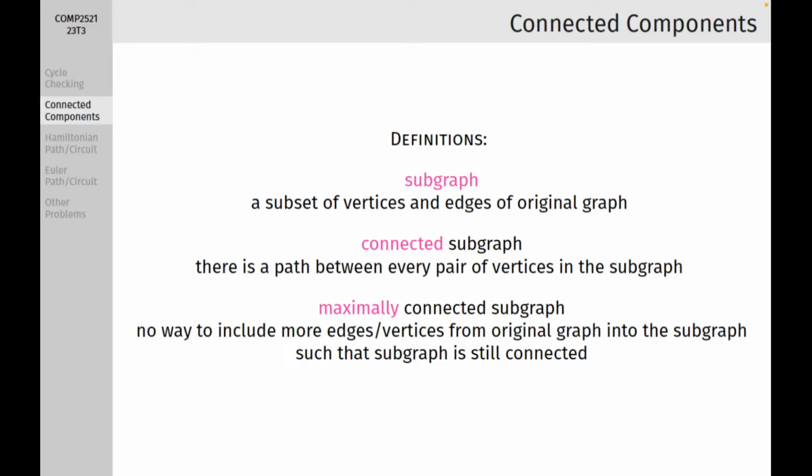So the definitions. A subgraph, remember, is a subset of vertices and edges of the original graph. A connected subgraph is a subgraph where there is a path between every pair of vertices in the subgraph. And what does a maximally connected subgraph mean? It means that there's no way to include more edges or vertices from the original graph into the subgraph such that the subgraph is still connected.